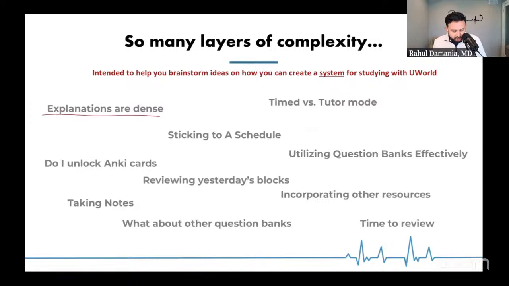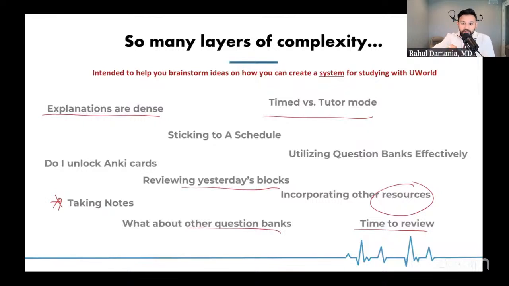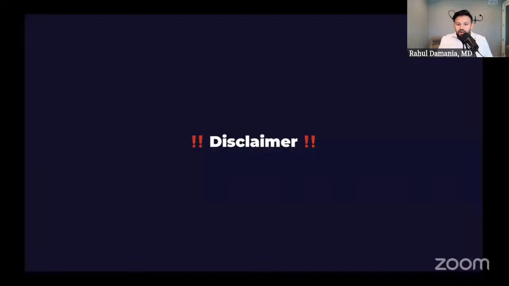So explanations are dense, reviewing blocks on the same day, time mode versus tutor mode. It takes a lot of time to review. What about other resources? What about other question banks? How do you take notes? These are all going to be things we are going to be covering over the next hour or so. So if you guys are ready to get started, go ahead and type in yes into the chat box. Everybody ready to get started for today's review? All right. Excellent. We have some familiar faces here, which is awesome.